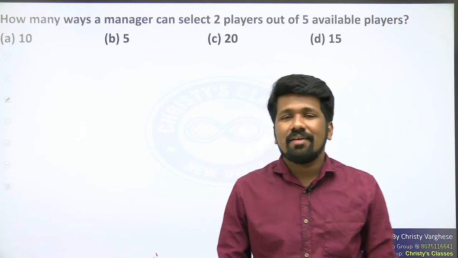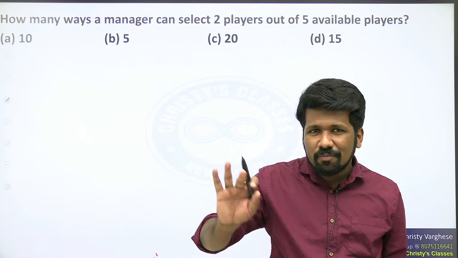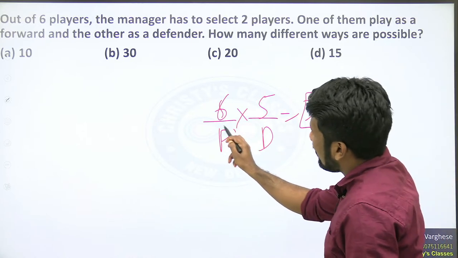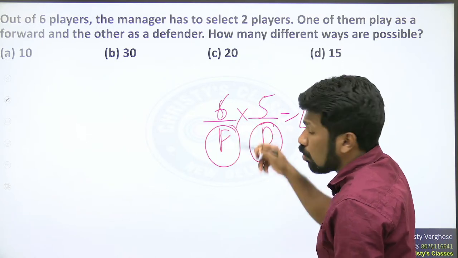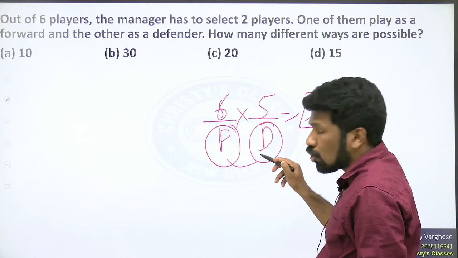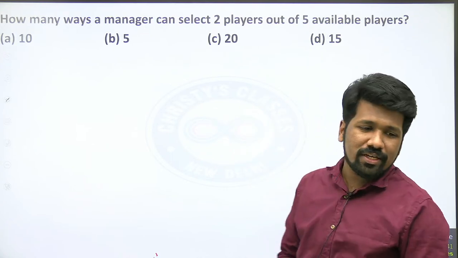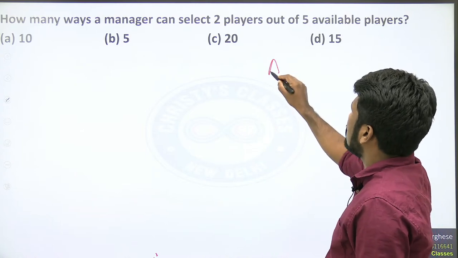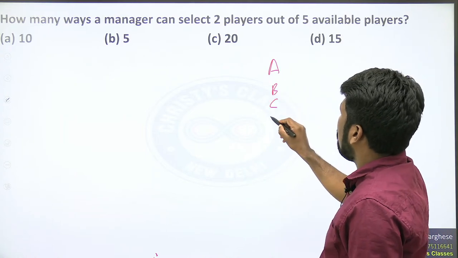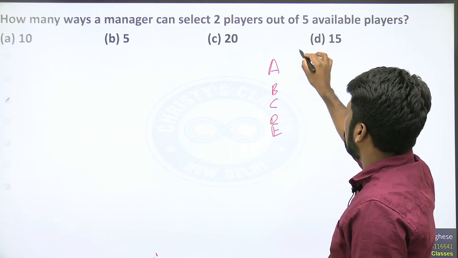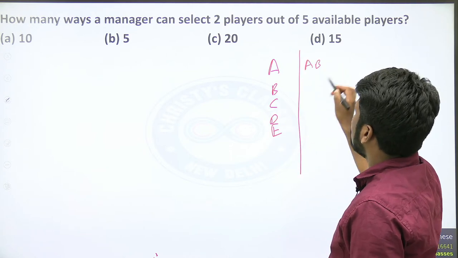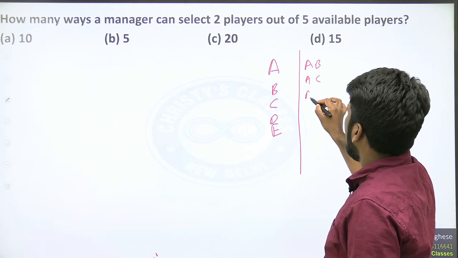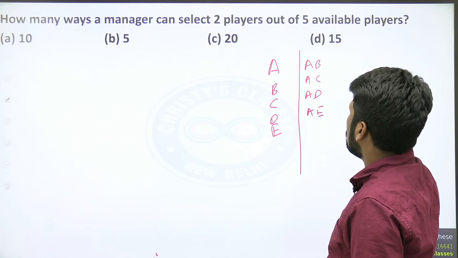So two players are randomly selected; we are not assigning any positions to them. In the previous question, the two players had definite positions or definite roles, which were different roles. But here, you just have to select two people from five people. How can that be done? Let the five people be A, B, C, D, E. A and B is a possible way you can select. A, B, A, C, A, D, A, E is possible.